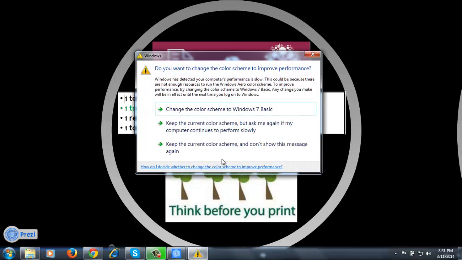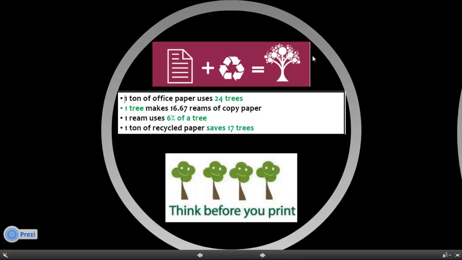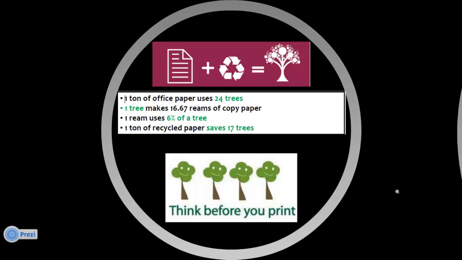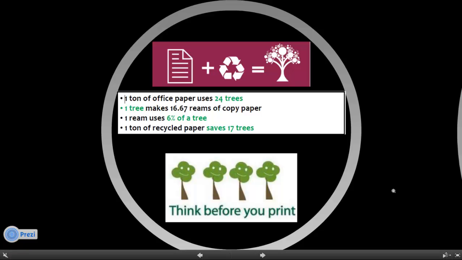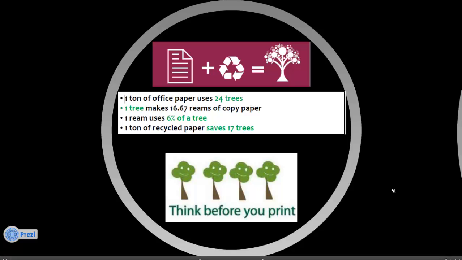Convert the document into PDF format and store it on the computer instead of storing a printed copy. Reduce newspaper generation. Utilize electronic news services, reduce subscriptions, etc. Do not ask for a plastic bag if you can take the packet food back to the office. So again I'm telling, think before you print.